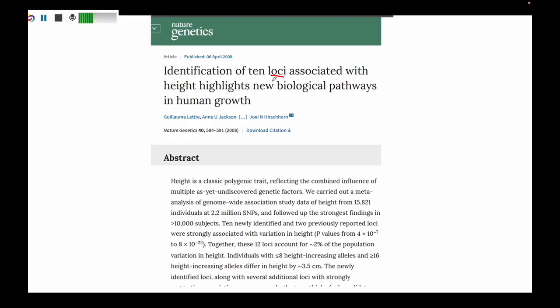Now, my students haven't dealt with the term loci early in the semester, so I'll use the term gene pairs instead. But these geneticists are proposing that there's at least 10 gene pairs, 2 new ones, and some that have already been discovered in prior studies, that have a measurable impact on height variation amongst the humans they studied. And in this study, they studied a lot of humans, 15,000 or more. Okay, so 10 gene pairs associated with height.